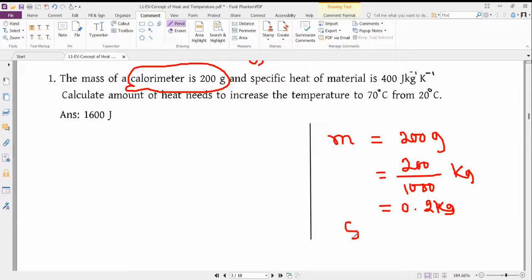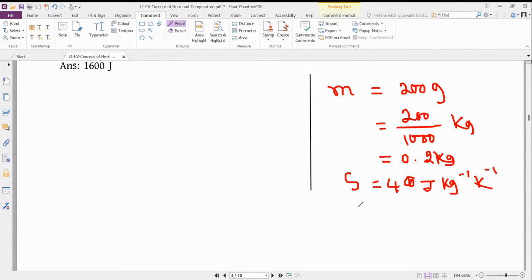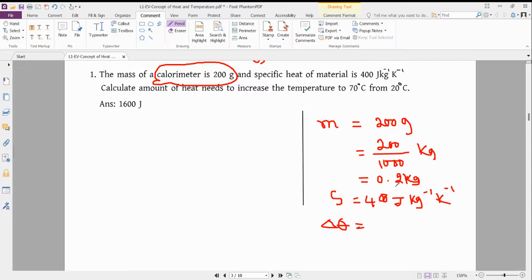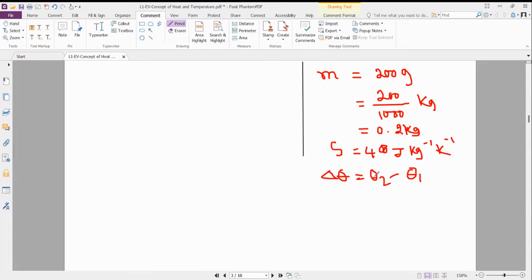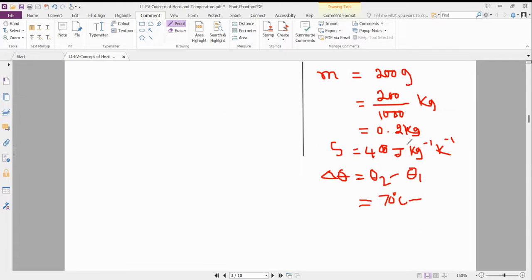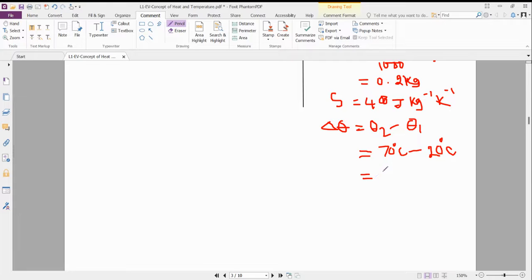And the specific heat is 400 joule per kg per Kelvin, and the temperature difference, that means final temperature minus initial temperature, that means theta 2 minus theta 1. We can write as well theta f minus theta i. Theta 2 here is 70 degrees Celsius, that means final temperature, and the initial temperature was 20 degrees Celsius. So the temperature change is 50 degrees Celsius.